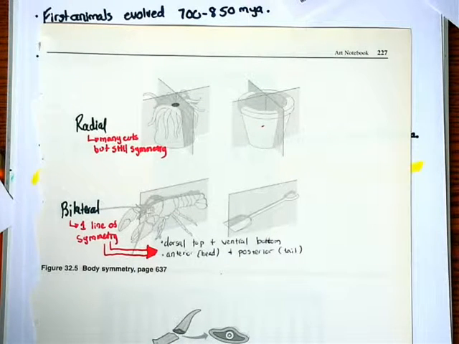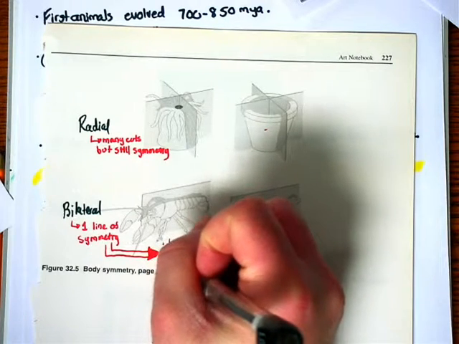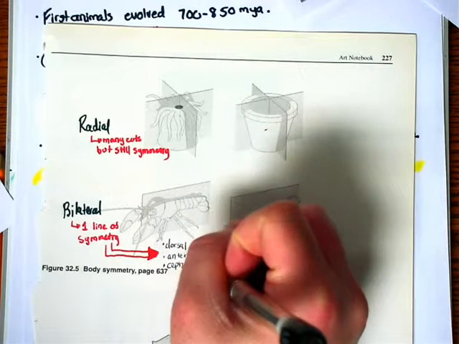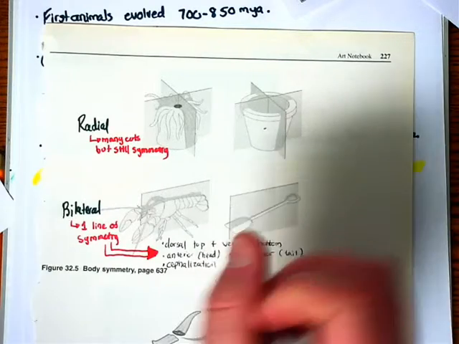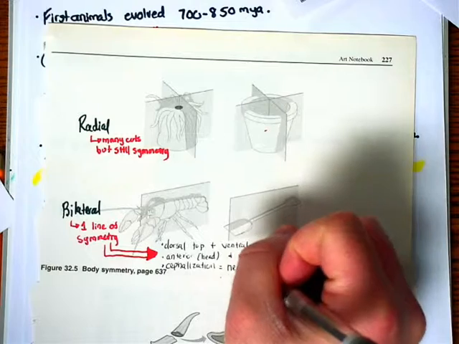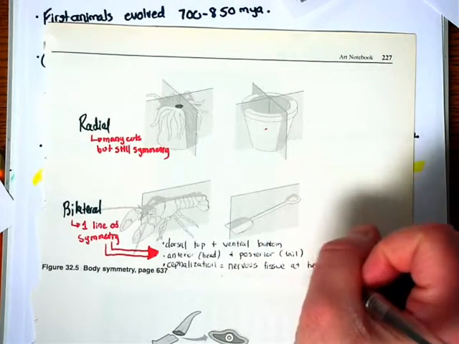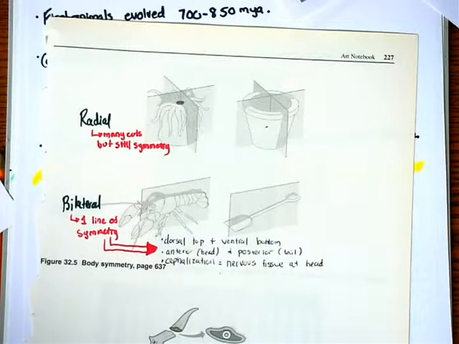Okay, anterior head and posterior tail, and dorsal top, ventral bottom. Okay. And let's use the term cephalization. What does that mean? That's when you have tons of nervous tissue at the head of the creature. The more cephalization, the more advanced the creature is as far as brain-wise. I guess that's the best way to say it.